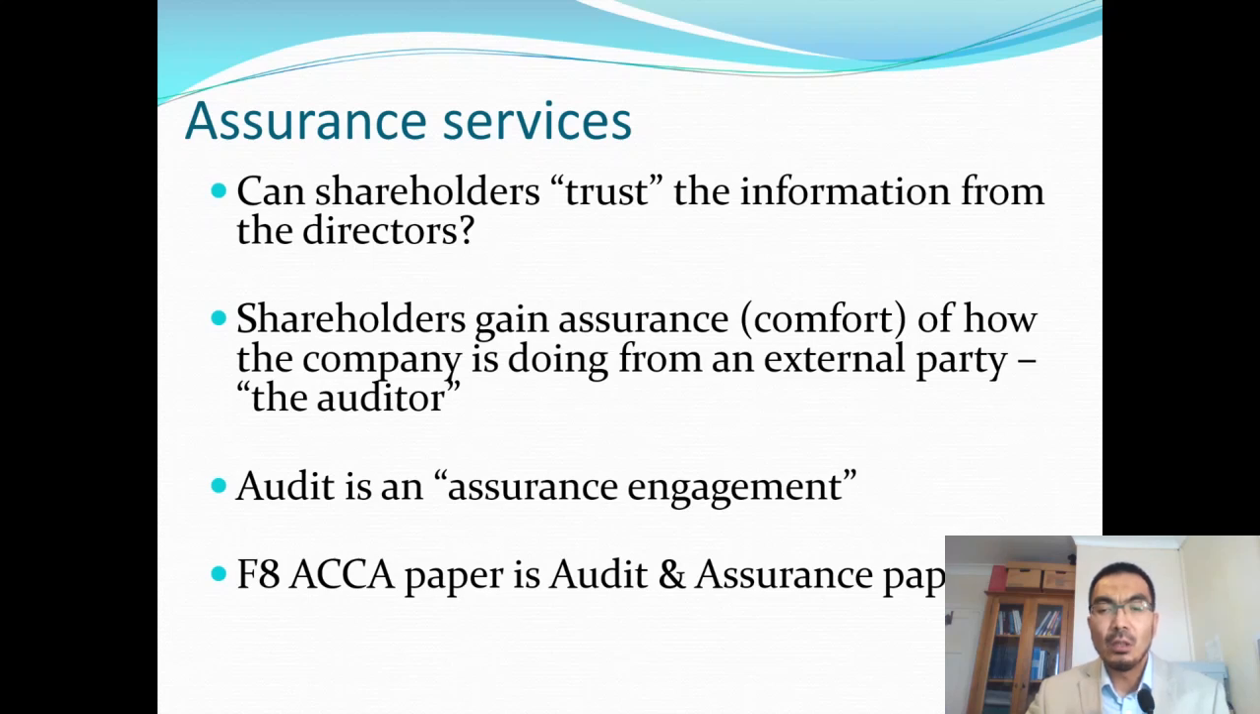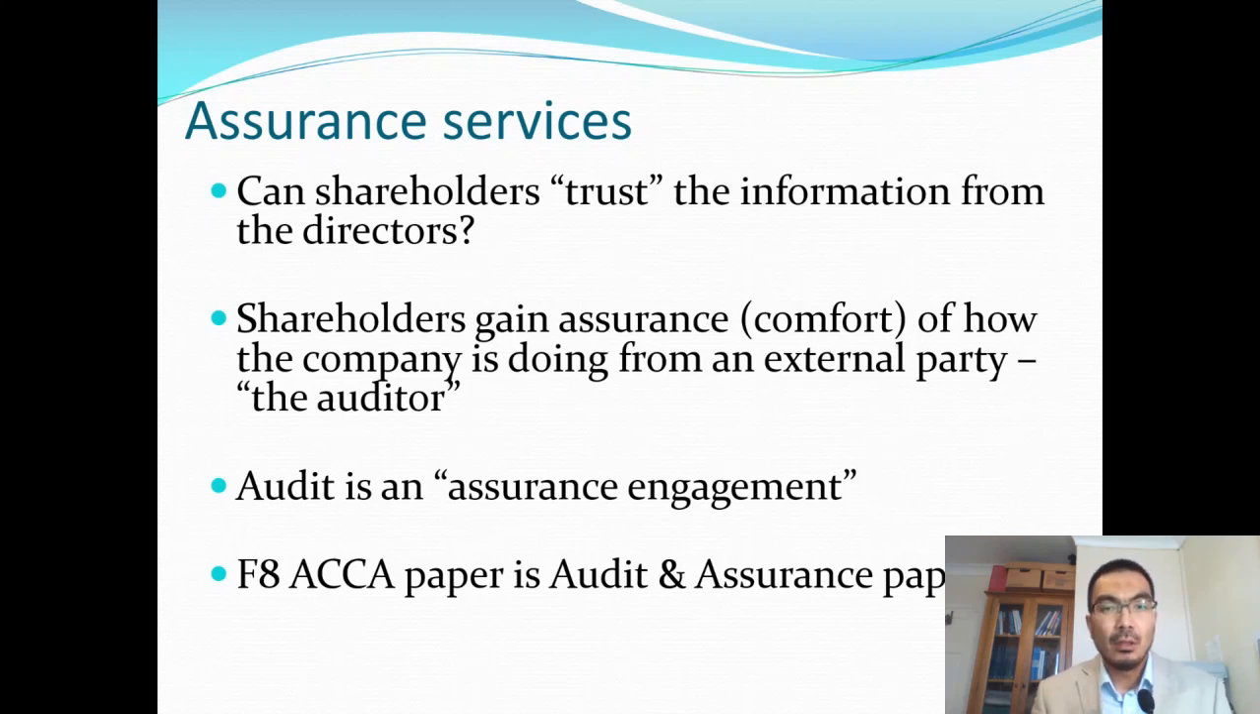But how will shareholders know whether directors' communications are accurate? Okay, I repeat the question. How will the shareholders know whether directors' communications are accurate? The directors prepare the financial statements at the end of the year; how do they know that the information that came out from directors and that communication is accurate? Can shareholders trust the information from the directors?